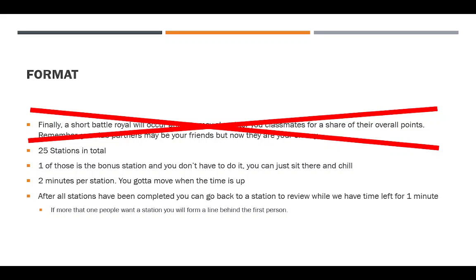It'll be 2 minutes per station. Once the bell dings, you guys gotta move. You can't sit there. I will push you out of the way. Don't think I won't. I'm a mean person, and I have no problem doing that.